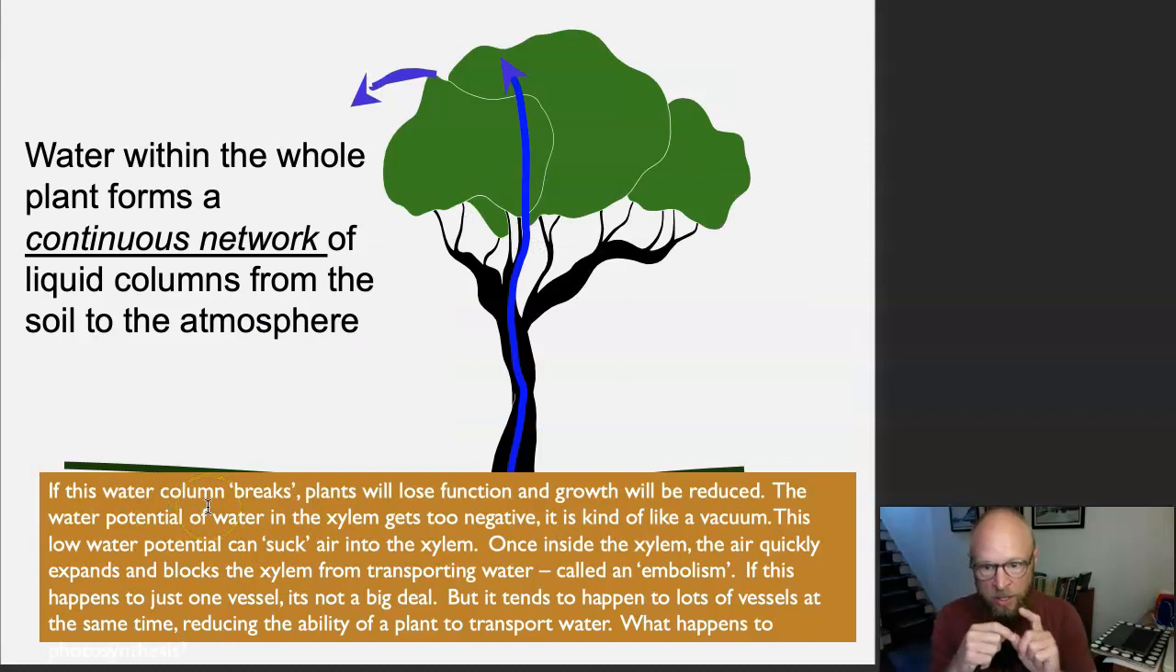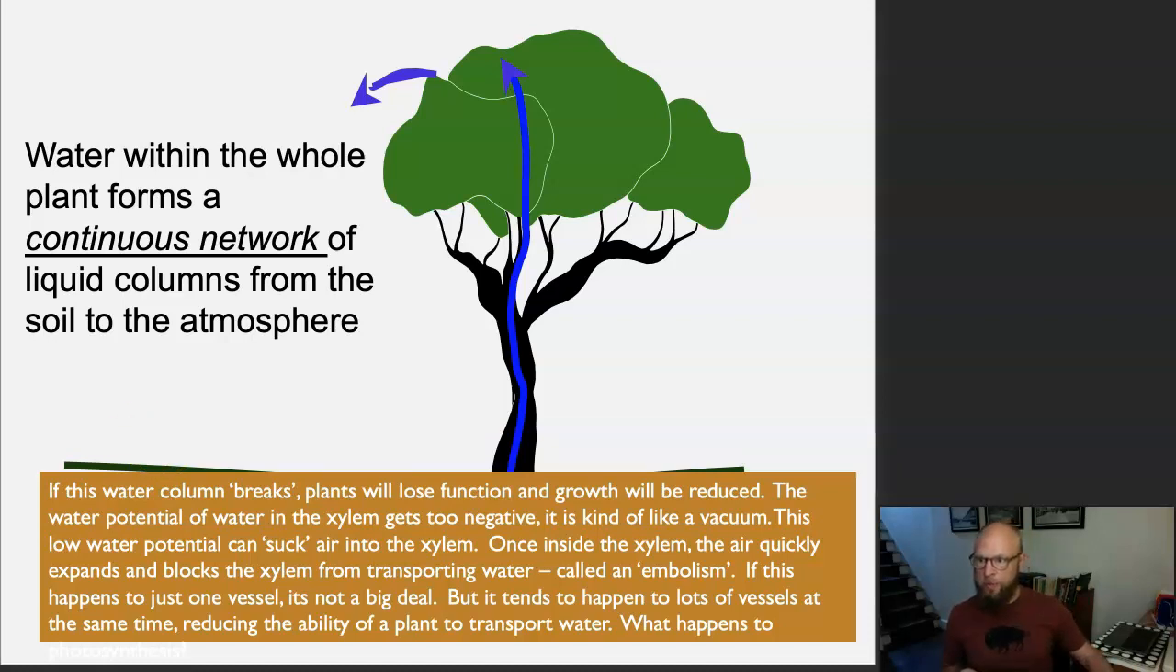But remember, when I said that we treat this water in the plant as a continuous column of water. So it's kind of this fragile, single entity almost, within the plant. And if something disrupts that column of water, it's going to disrupt the ability of water to get from the soil up to the leaves, and that will affect photosynthesis. All right? So what can happen in plants is if the tension on the water column gets too great, the water column can actually break.